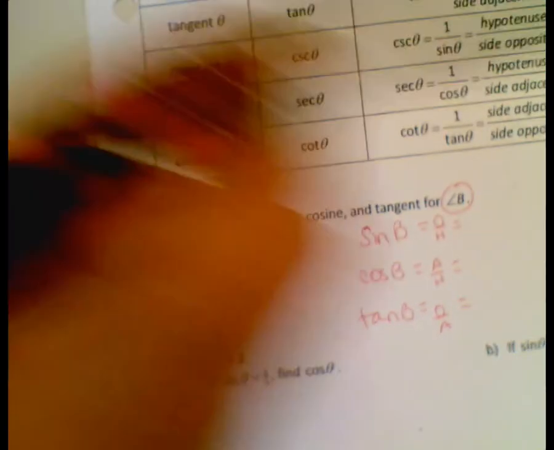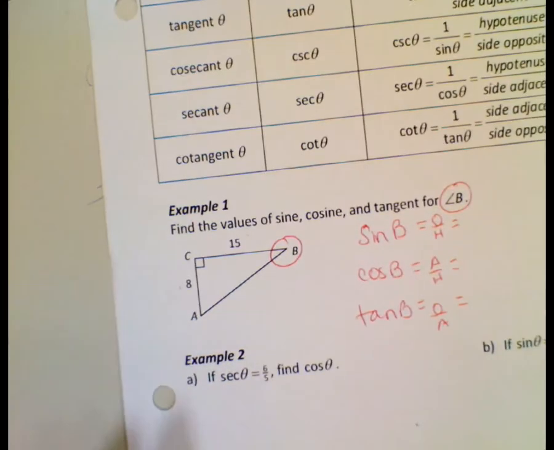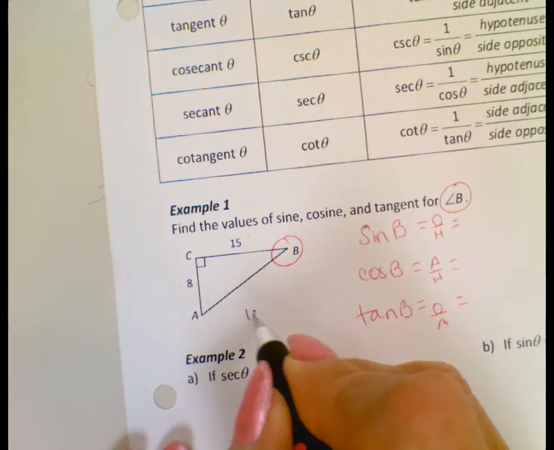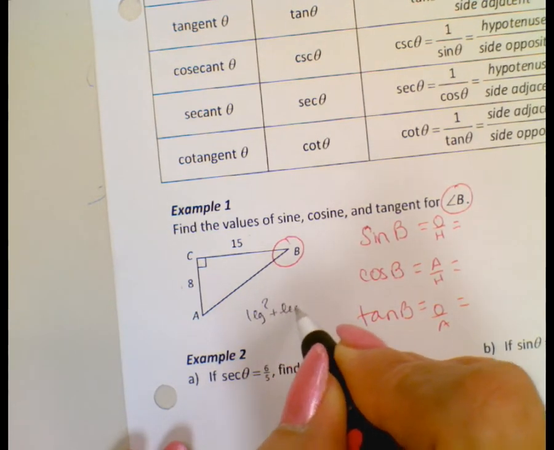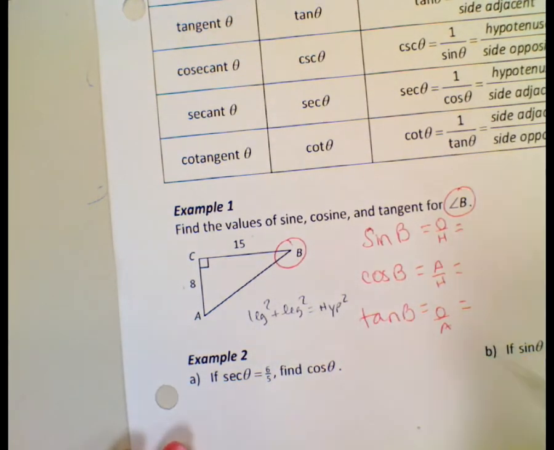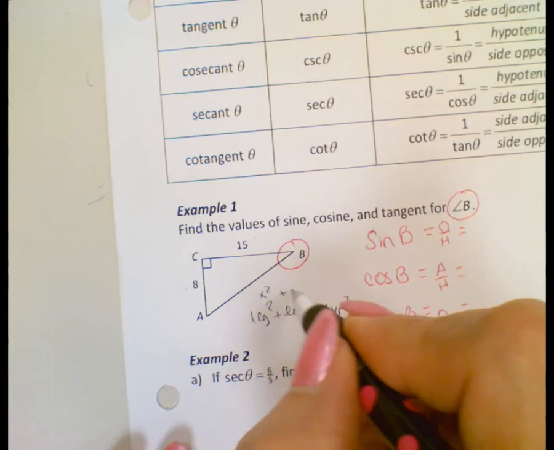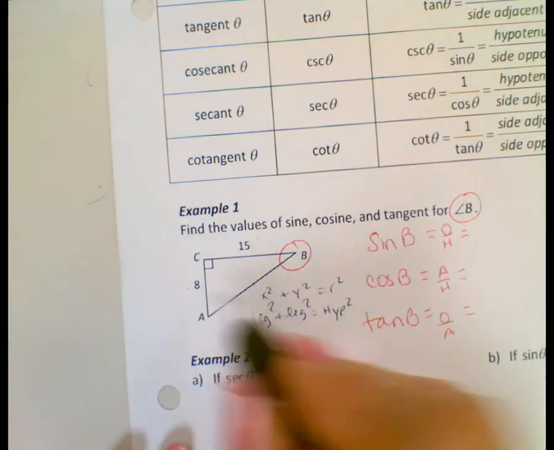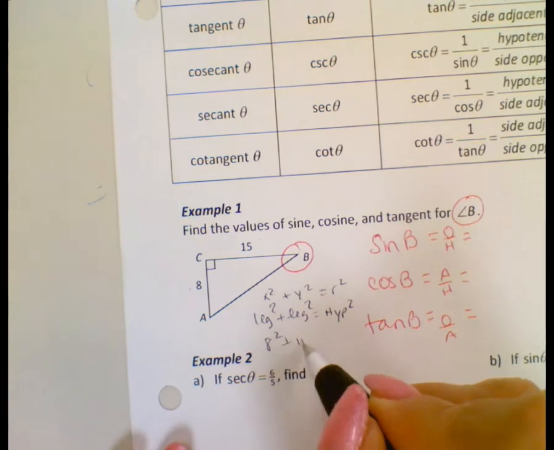Now, it looks like we know two sides, but we have to find our third. So one more thing you have to know is the Pythagorean theorem. So it's leg squared plus leg squared equals hypotenuse squared. If you put it into words, which is the same thing as x squared plus y squared equals r squared. So legs. The legs are 8 and 15.